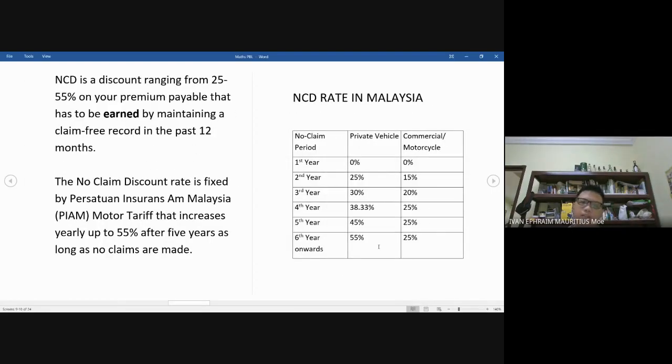NCD is a discount ranging from 25% to 55% on your premium payable, and that has to be earned by maintaining a claim-free record in the past 12 months. The no-claim discount rate is fixed by the Persatuan Insurance Malaysia, or PIAM, motor tariff that increases yearly up to 55% after 5 years as long as no claims are made. The table on the right shows the NCD rate in Malaysia.